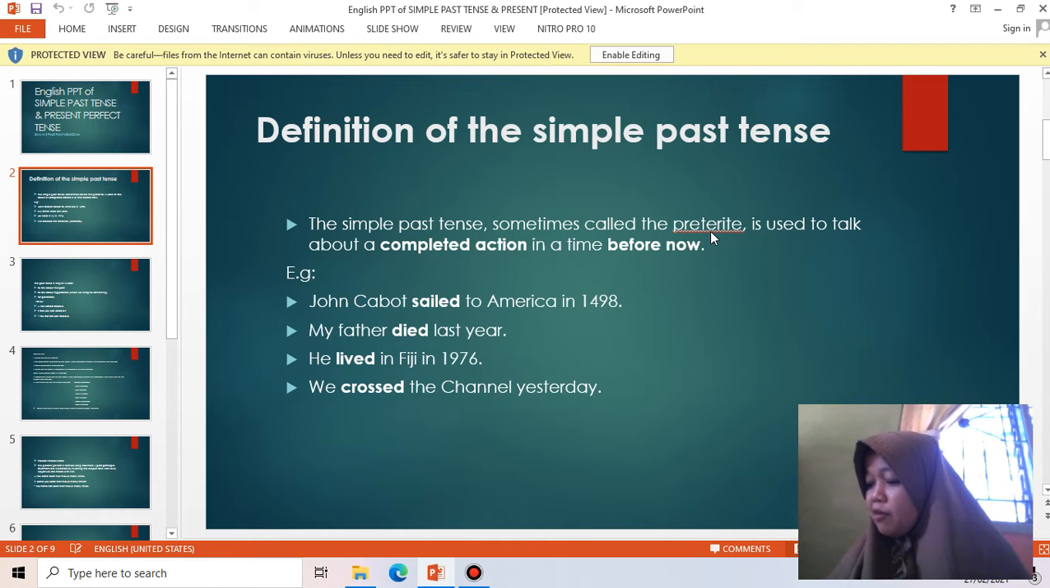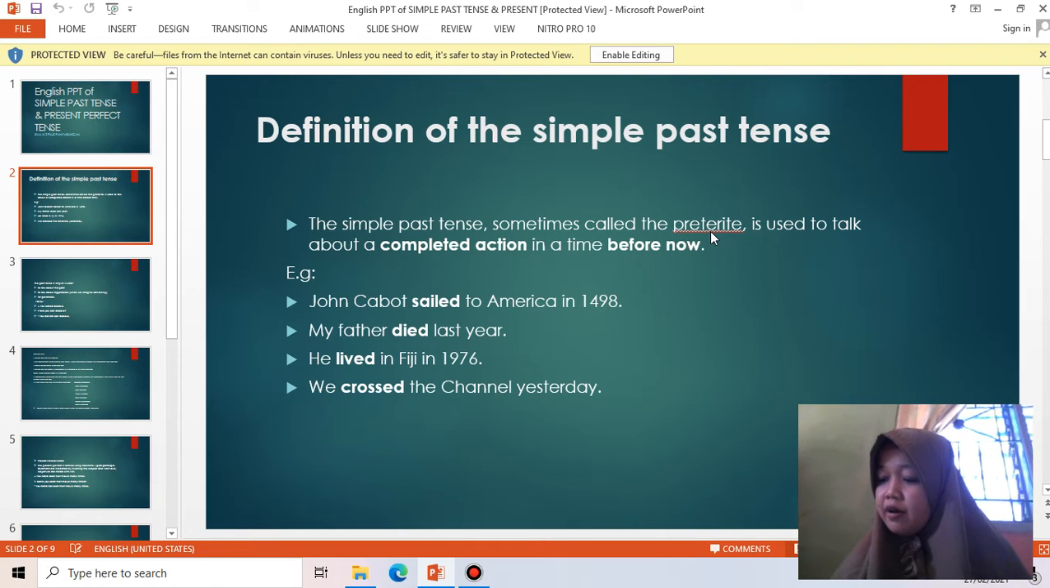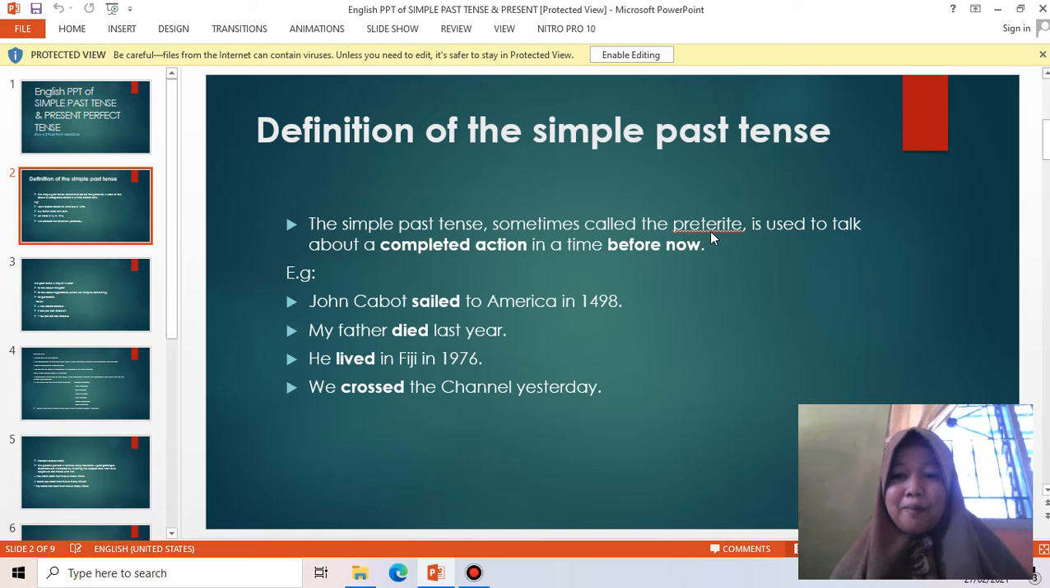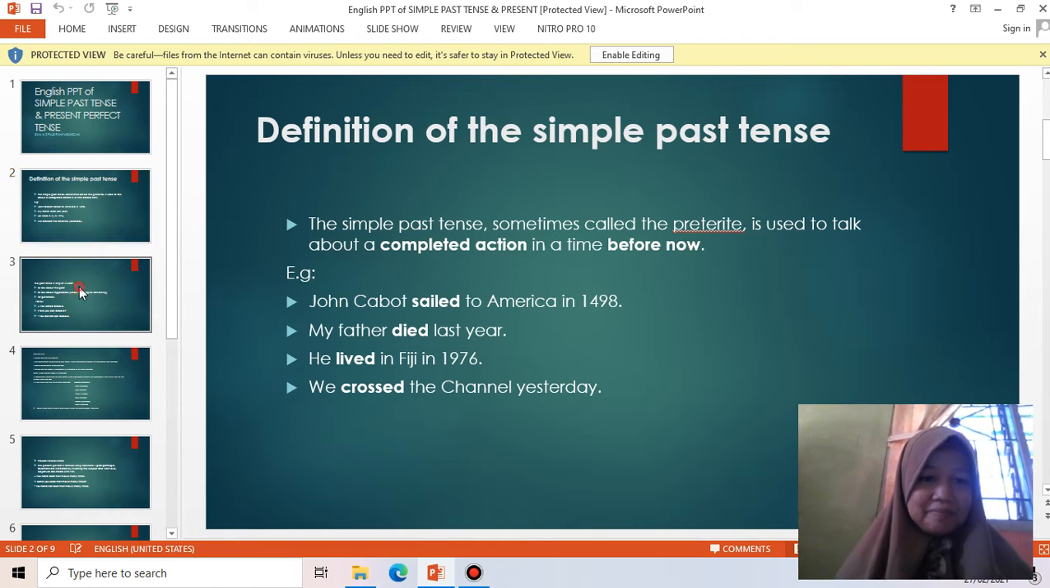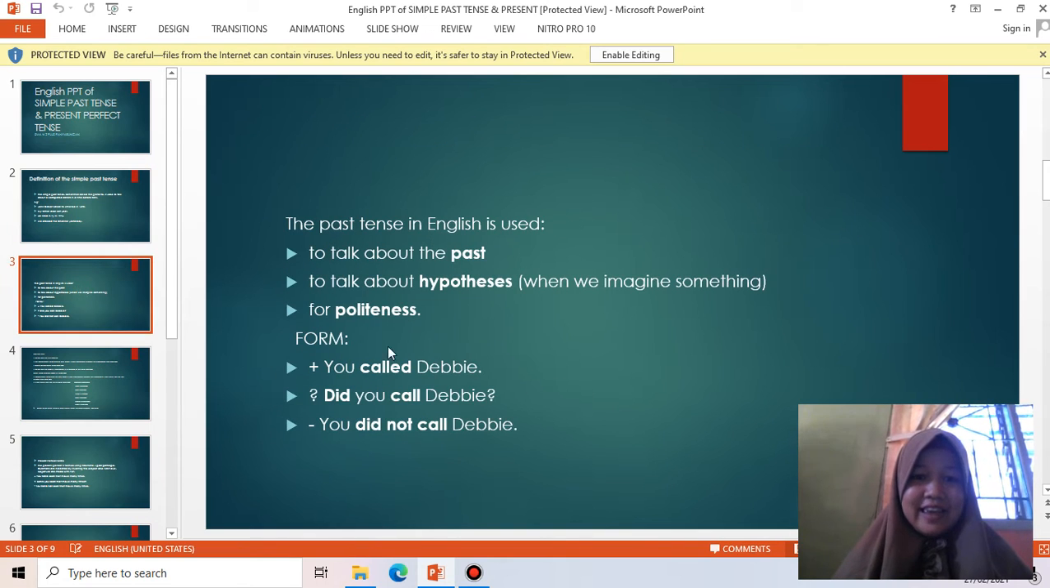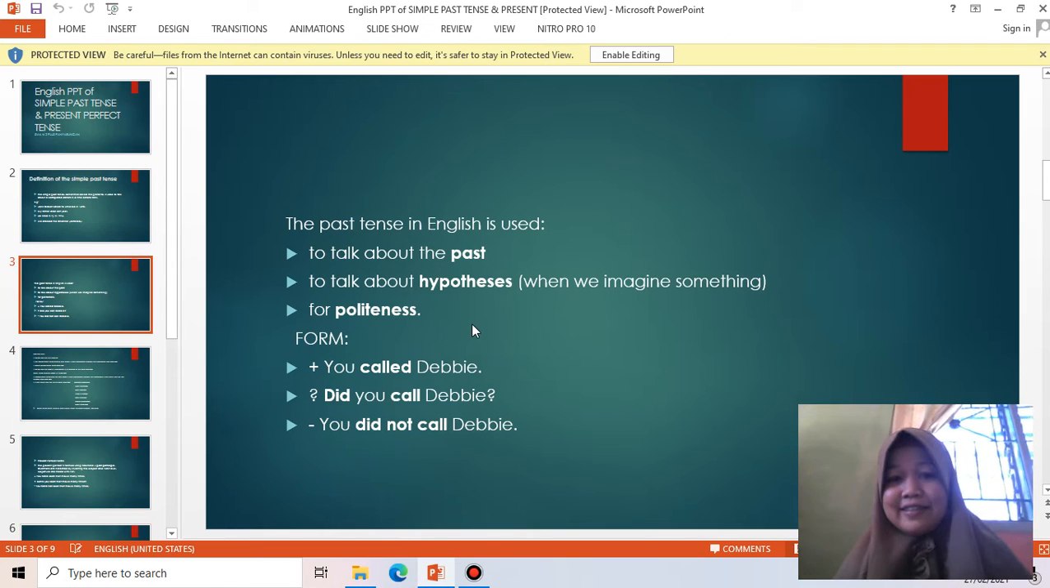Another definition of simple past tense: the usage of simple past tense is to express completed actions in the past, to describe a series of completed actions in the past, or to express habit in the past. As you see, the other usages of past tense in English are to talk about the past, to talk about a hypothesis when we imagine something, or for politeness.